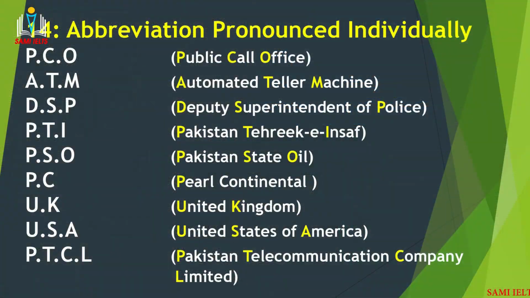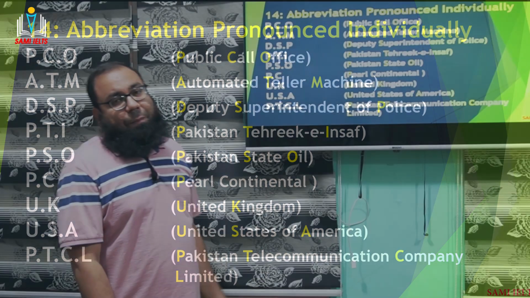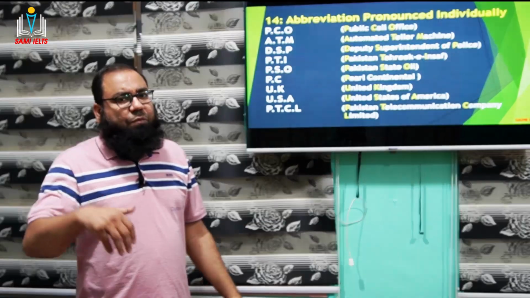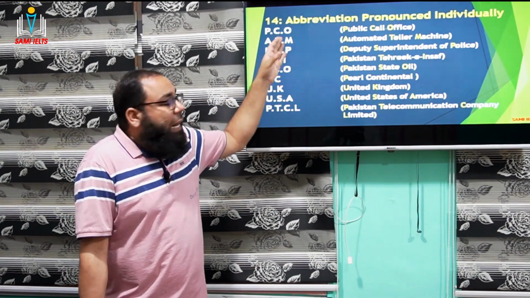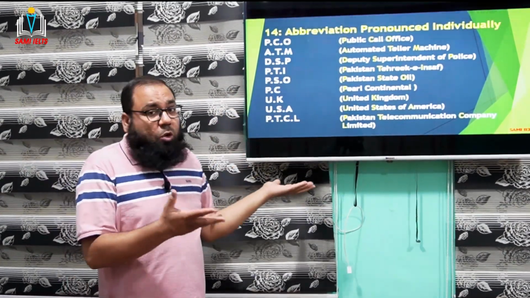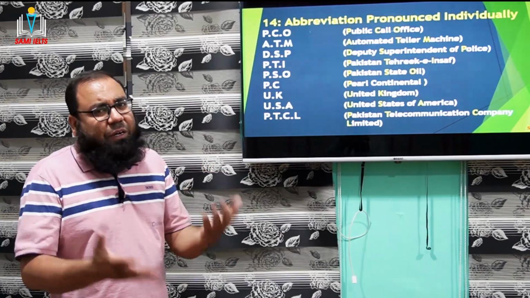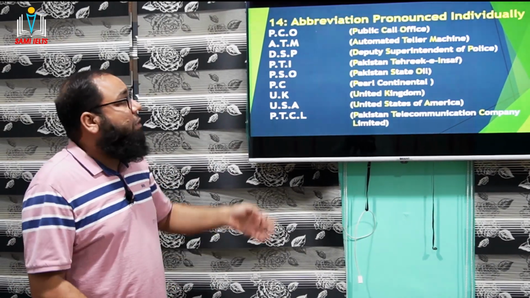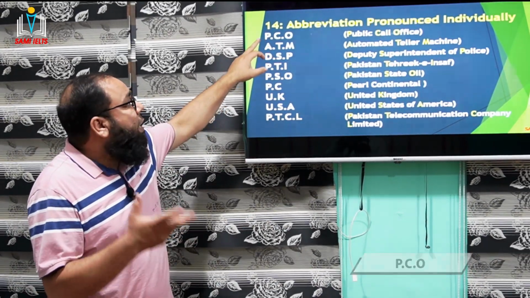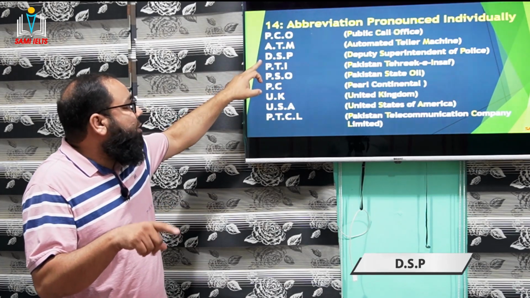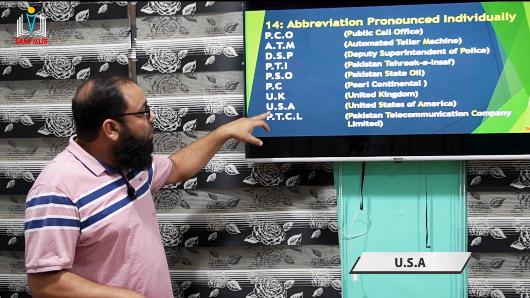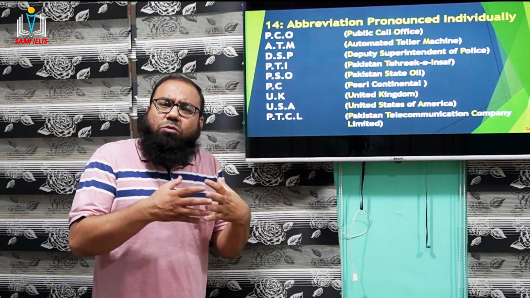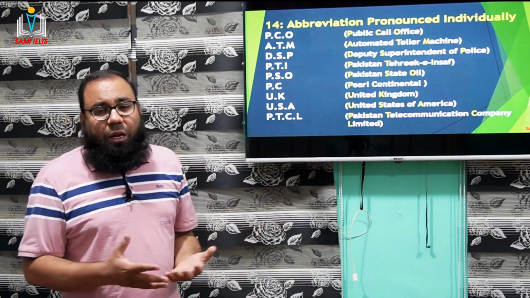Look here now. I have given you a list of abbreviations, and there are so many more you can find in English grammar. But these are the most prominent ones, we use them all the time, and you have heard all these abbreviations many times. For example, PCO, ATM, DSP, PTI, PSO, PC, UK, USA, PTCL, and there are so many more abbreviations in the English language.